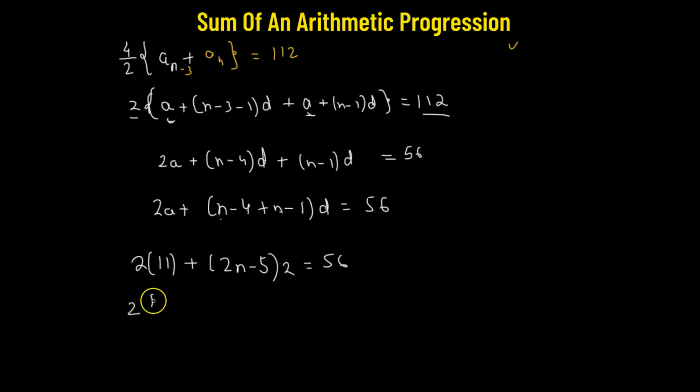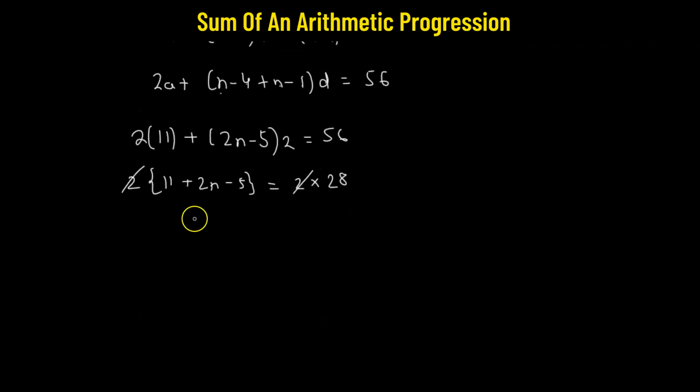If we take 2 as the common factor, we have 11 plus 2n minus 5 equals 56, which is simply 2 multiplied by 28. So we can factor out 2 from both sides. Now we have 2n plus 11 minus 5, so that's 6, equal to 28. So 2n equals 28 minus 6, that's 22. So n equals 11. That means we have a total of 11 terms in the given arithmetic progression.